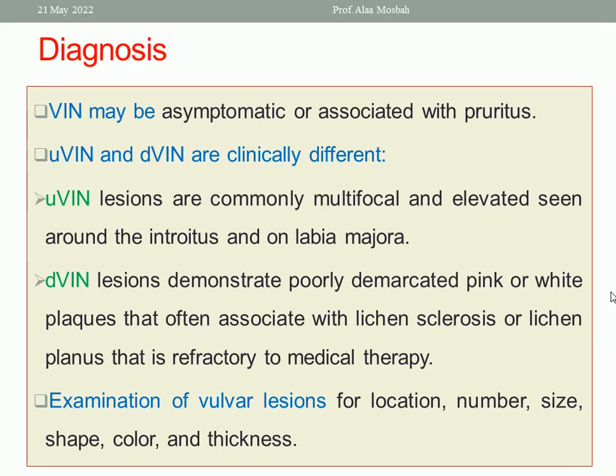Okay? Tell me more about that. UVIN lesions are commonly multifocal and elevated, seen around the introitus and on the labia majora, while DVIN lesions demonstrate poorly demarcated pink or white plaques that are often associated with lichen sclerosus or lichen planus that is refractory to medical therapy. Take care when you are examining the vulva, okay, and if you find any lesion, detect the site, the number, the size, the shape, the color, and the thickness of the lesion.